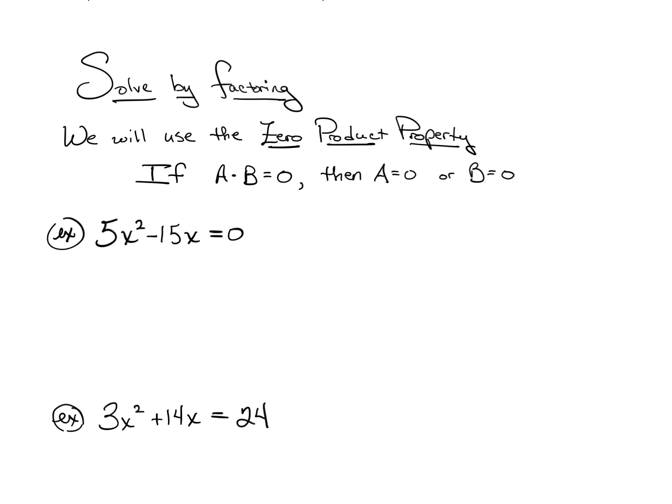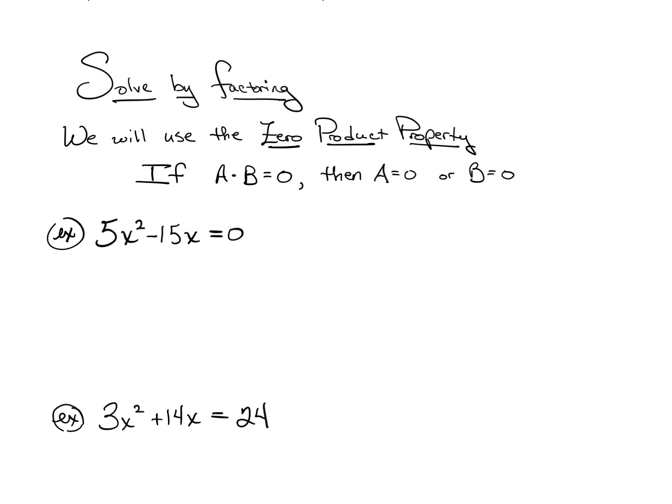Hey everybody, I wanted to show you two quick examples of how to solve a quadratic equation just by factoring. We're going to use the zero product property, which I have written right here, and it basically says if you have two things being multiplied by each other, in this case A times B, and they're equal to 0, then we know that the only way this could equal 0 is if either A is 0 or B is 0. Right? So this is the property we use.